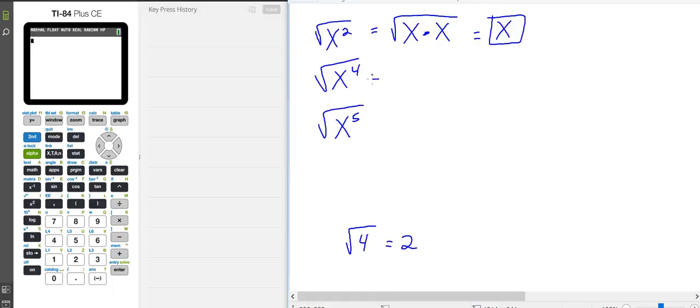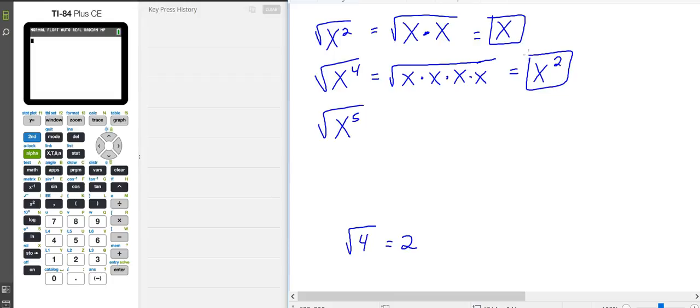Let's try x to the fourth. What's the square root of x to the fourth? What is x to the fourth? X to the fourth is really x times x times x times x. Is there some number that we can multiply by itself to give us x times x times x times x? And there is. If we multiply x squared by x squared, or x times x times x times x, then we'll get x to the fourth. So the square root of x to the fourth is x squared.